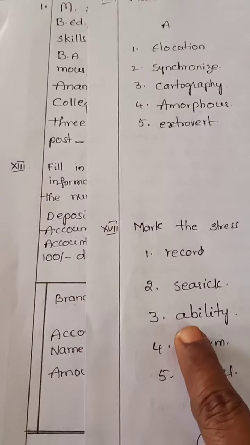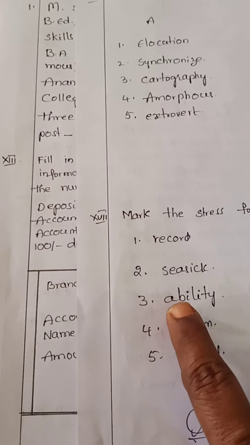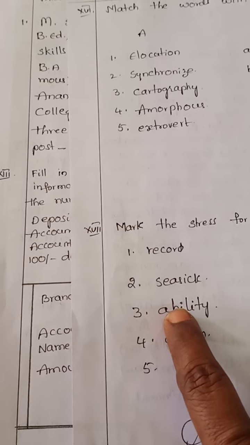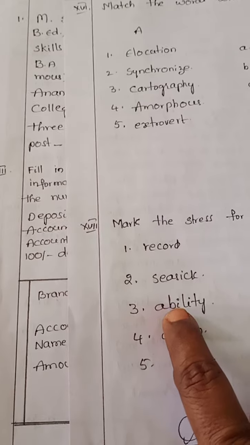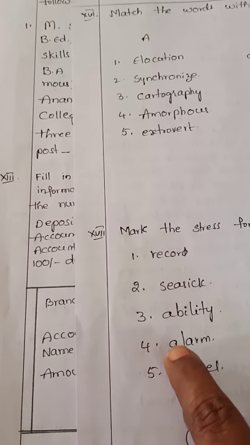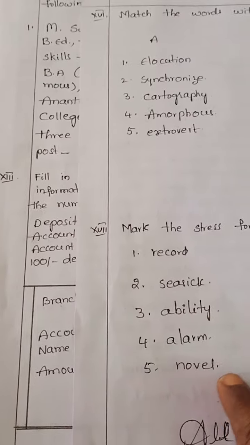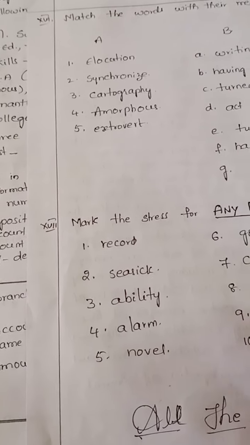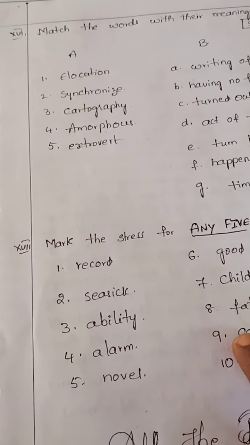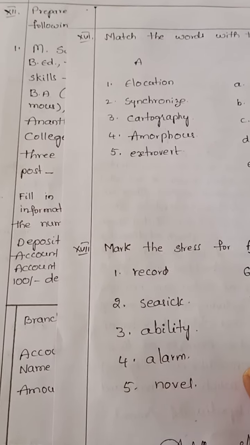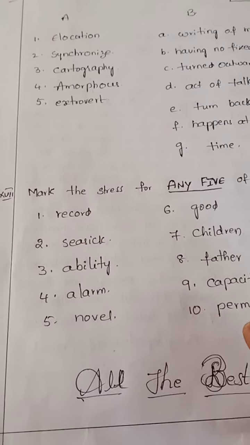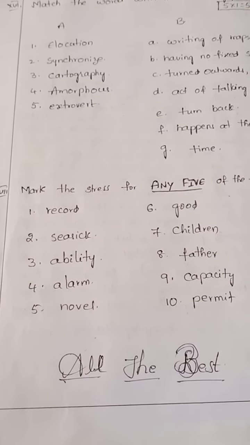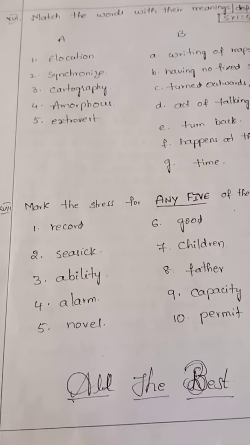Identify. See here, ability and alarm both begin with A, which means prefixes are there. In ability, the stress comes soon after the prefix of the word. Novel is a noun, this is a verb, and capacity is a noun again. Identify this neatly, and you can mark the stress correctly. So this is your pattern of question paper, and I hope this will be very useful for you. Thank you.